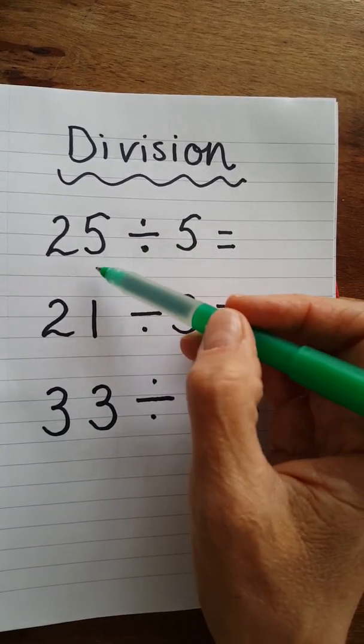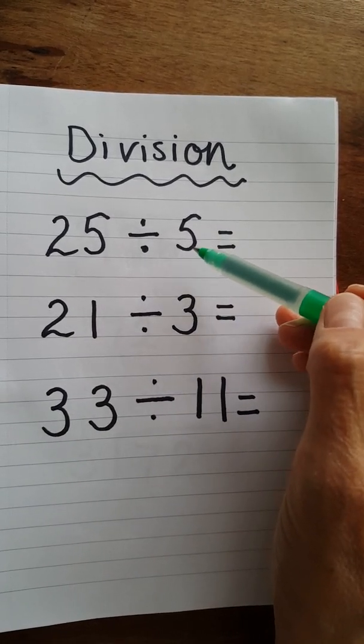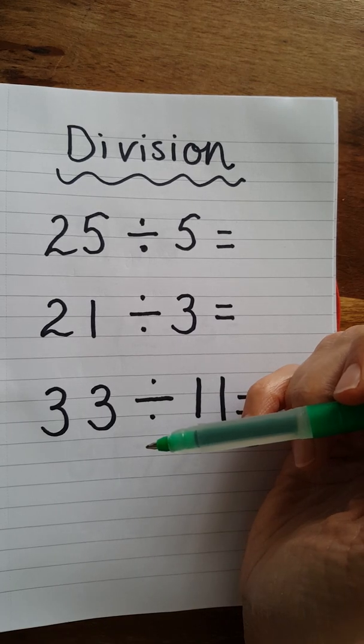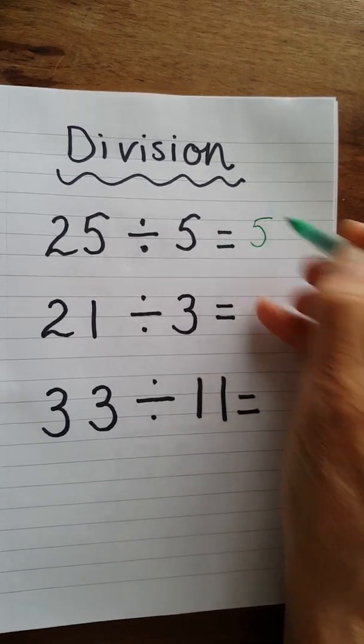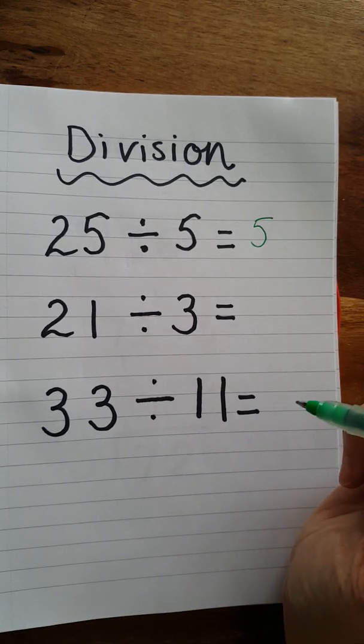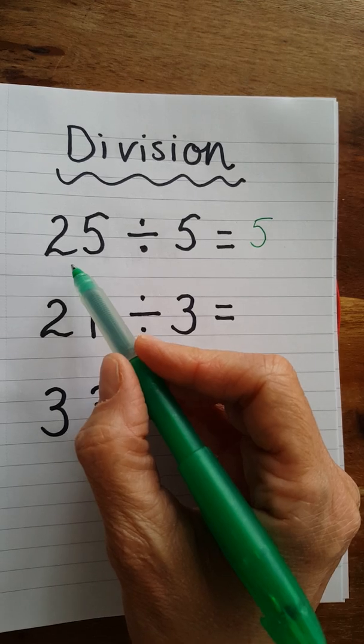So if you were to do 25 divided by 5, you would ask yourself how many 5s are in 25. And using your tables, you would know there are 5 5s in 25. And you can check by going 5 times 5 and give you the answer 25.